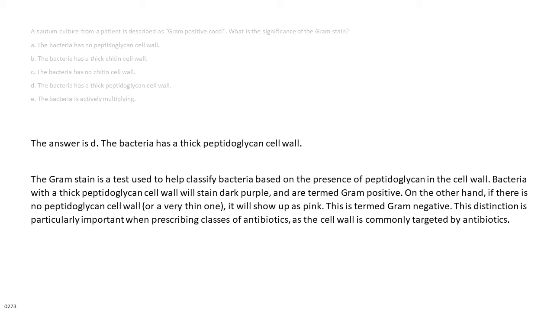The answer is D. The bacteria has a thick peptidoglycan cell wall. The gram stain is a test used to help classify bacteria based on the presence of peptidoglycan in the cell wall. Bacteria with a thick peptidoglycan cell wall will stain dark purple, and are termed gram-positive. On the other hand, if there is no peptidoglycan cell wall, or a very thin one, it will show up as pink. This is termed gram-negative. This distinction is particularly important when prescribing classes of antibiotics, as the cell wall is commonly targeted by antibiotics.